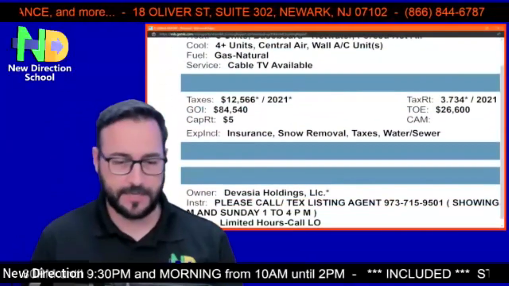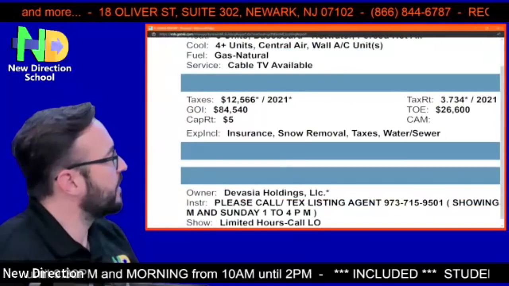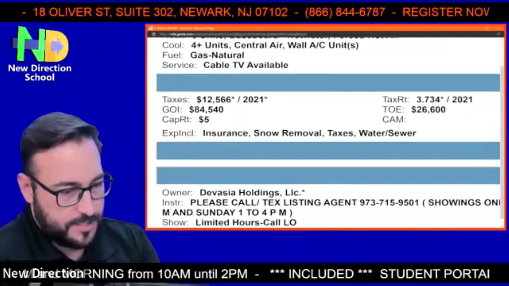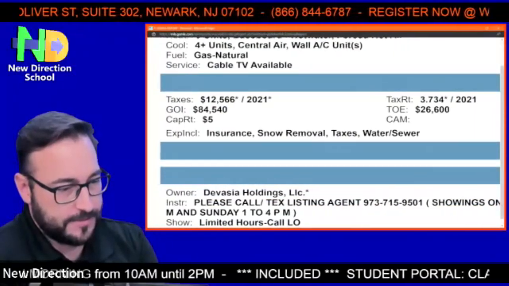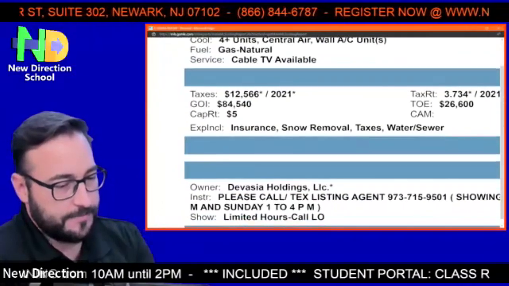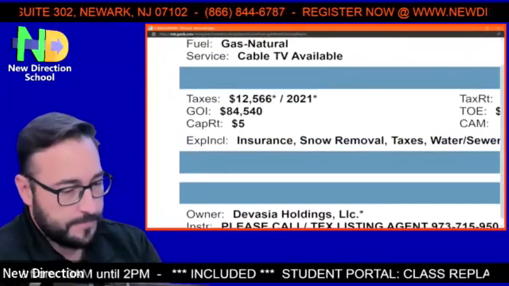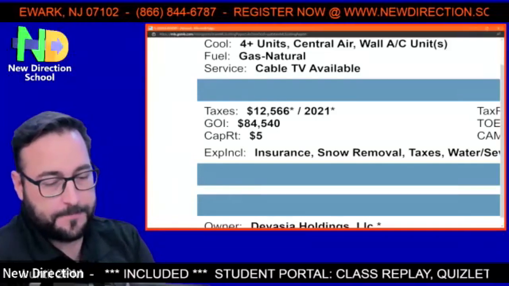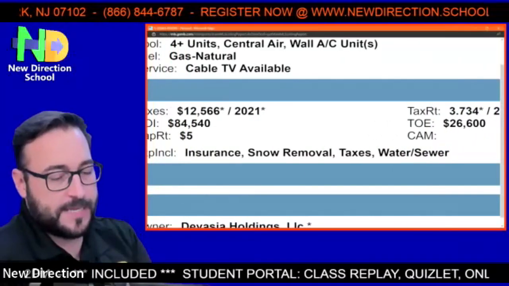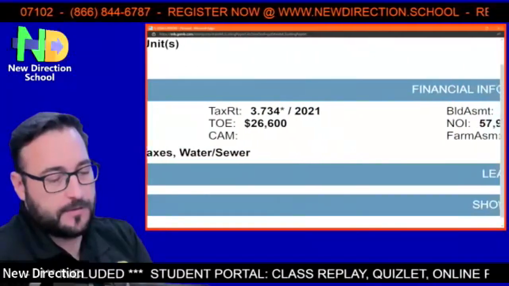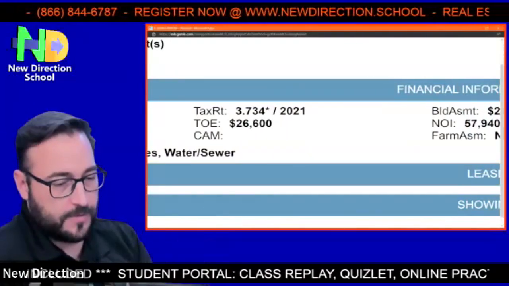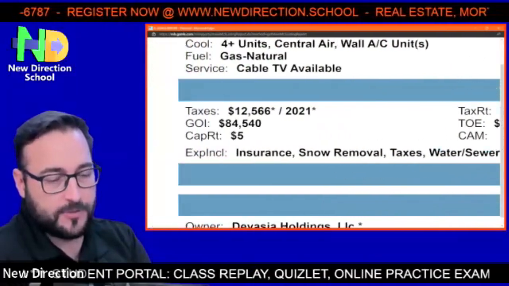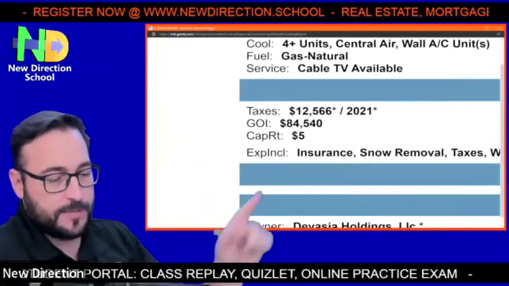But then we go down here and it says the taxes, and it says GOI. Well, I cannot write on this, but it says GOI right here. You guys can see. It says cap rates. It's not $5, it's 5%. Okay. It tells you what the expenses include. Okay. These are the expenses and the NOI.